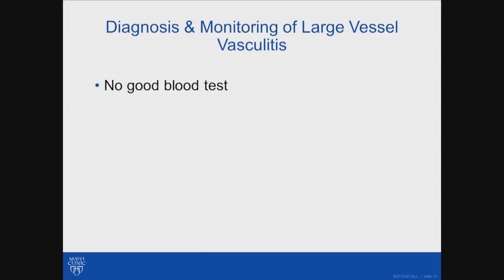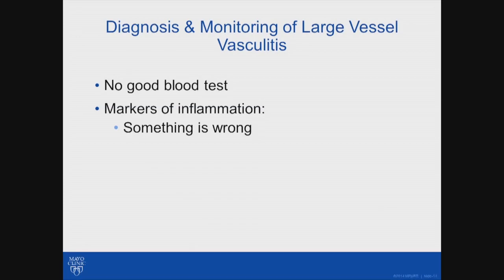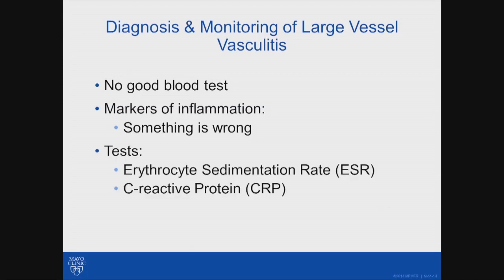We do have, as you're all very well aware, markers of inflammation that we check, the SED rate or sedimentation rate, and the CRP, both of which will become elevated when there is inflammation in the body. The difficulty with these tests is that they tell us something is not right, but they don't tell us what the problem is.